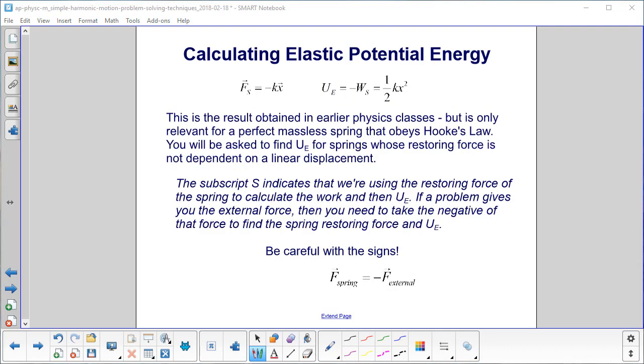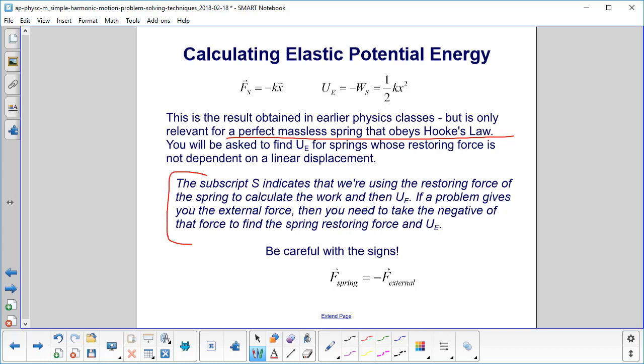This elastic potential energy is only relevant for a perfect massless spring that obeys Hooke's law. You're going to be asked at some point to find a potential energy for springs whose restoring force is not dependent on linear displacement. For example, F equals minus kx squared.